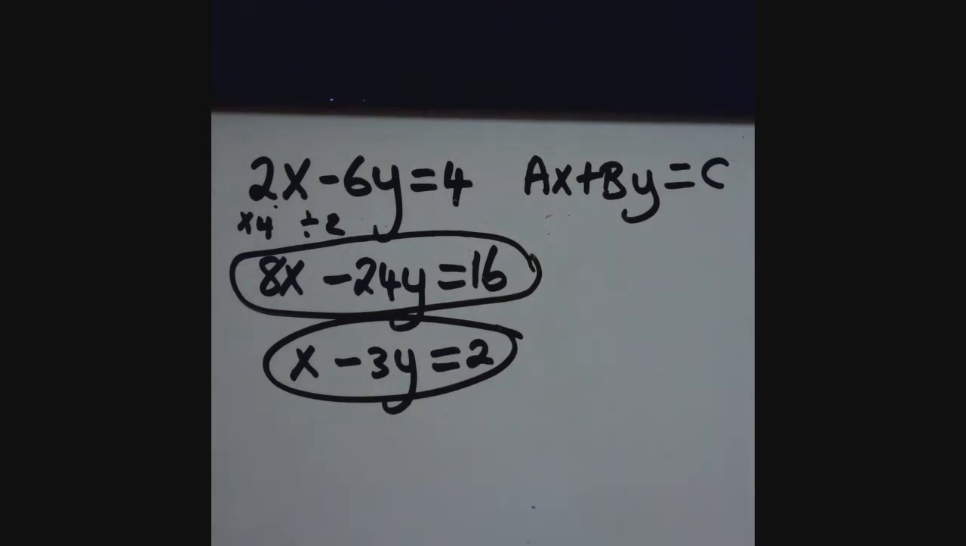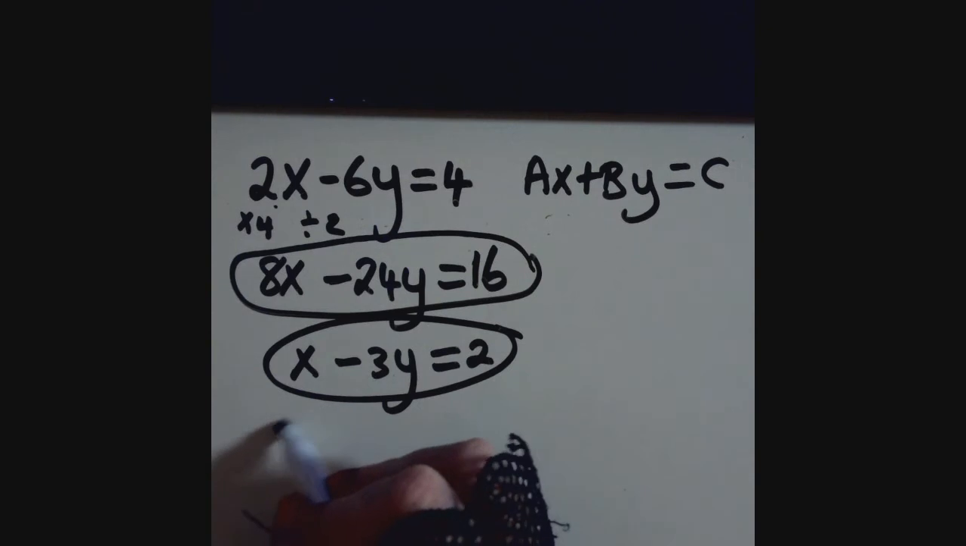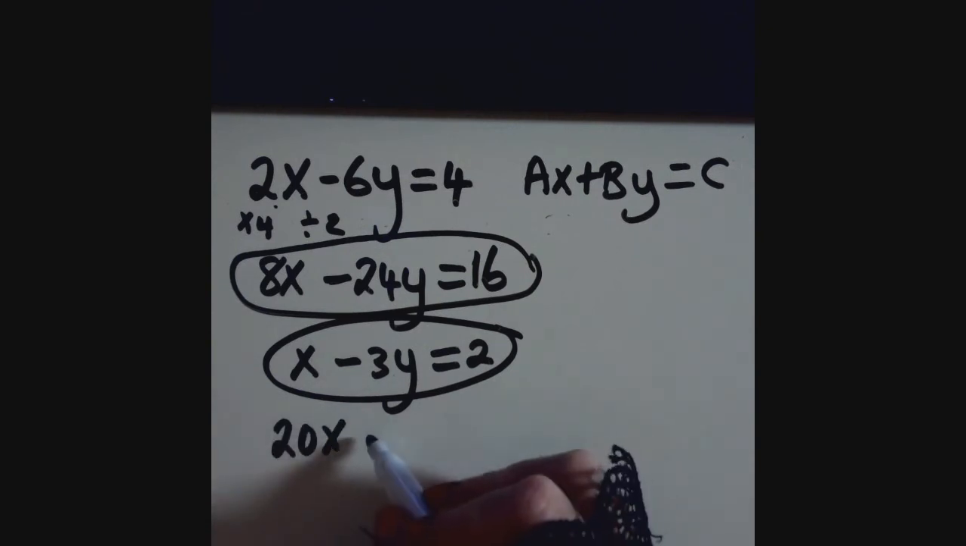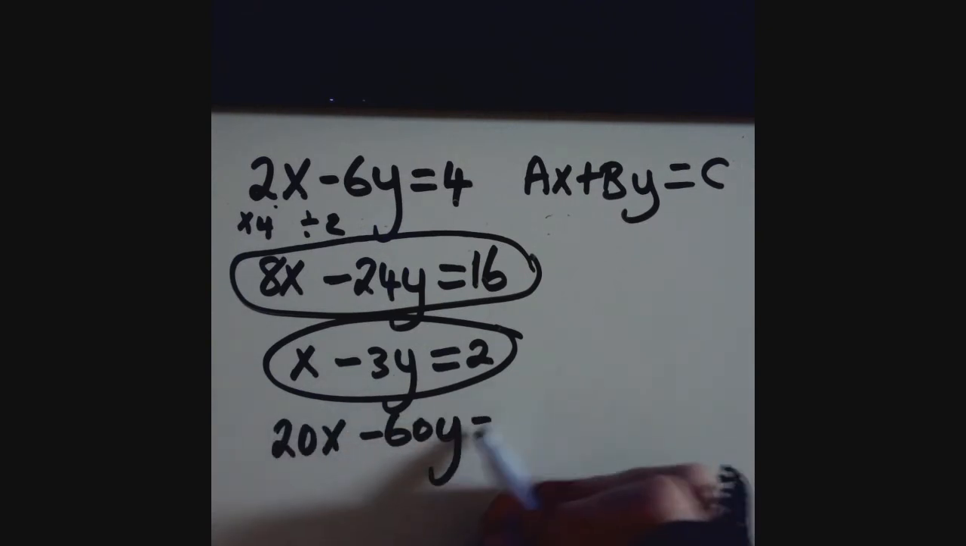lines. Okay, you can always make it bigger. Sometimes you can make it smaller, sometimes not. It depends how it starts off. So those are 2 equivalent equations to the first one. There are tons. Let me do just one more. Say I decide to multiply everything by 10. That's an easy one. 20x minus 60y equals 40.